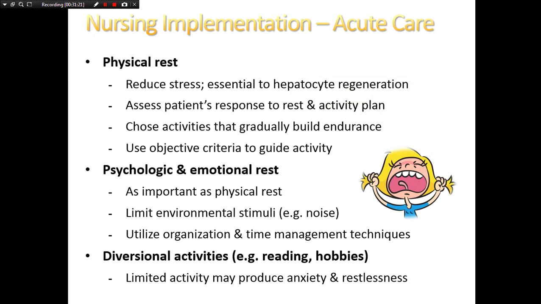Physical rest, as we mentioned, and this is important to remember, is essential for liver cell regeneration, recovery. So we want to do our best to minimize not only physical stress, but psychological and emotional stress. We want to assess the patient's response to rest in an activity plan. We want to make sure that they have some sort of plan where they're having scheduled periods of rest through the day. They're choosing very light activities that are going to gradually help build their endurance. And we're going to use some of the objective criteria to guide their activity.